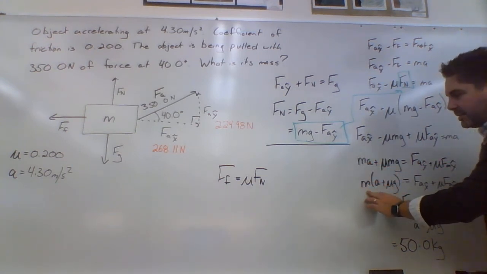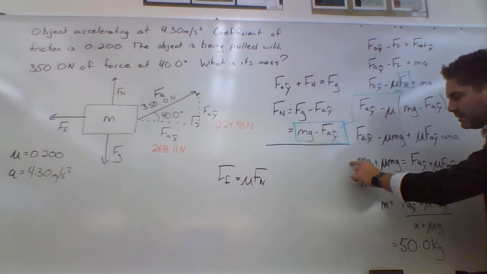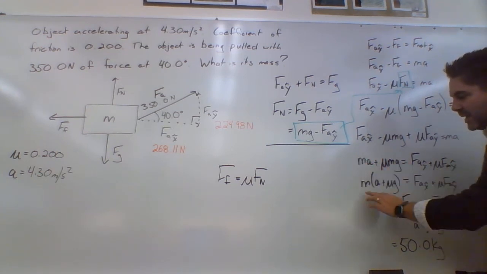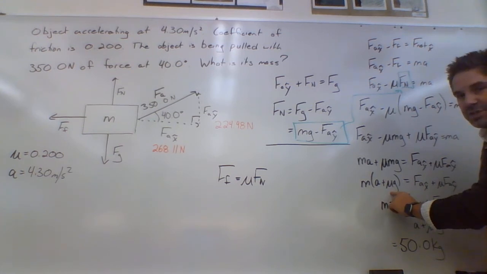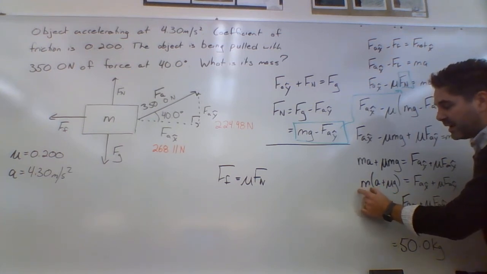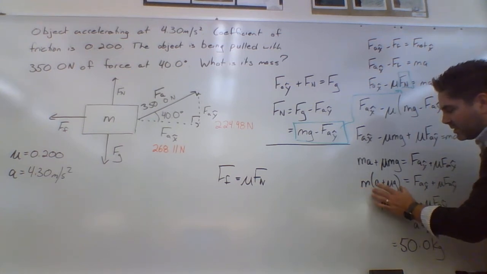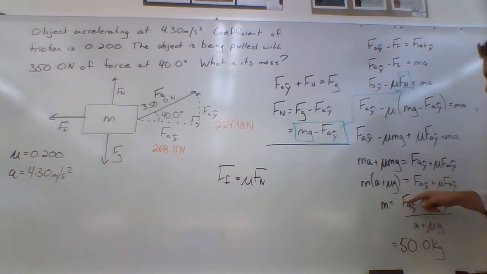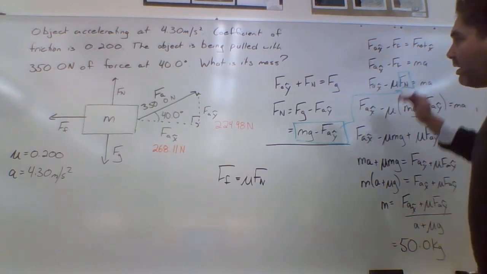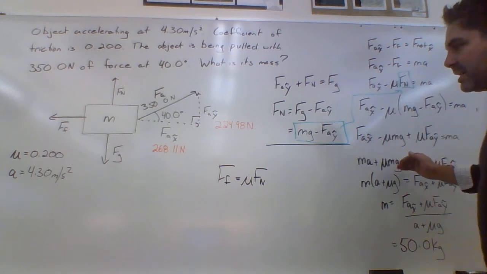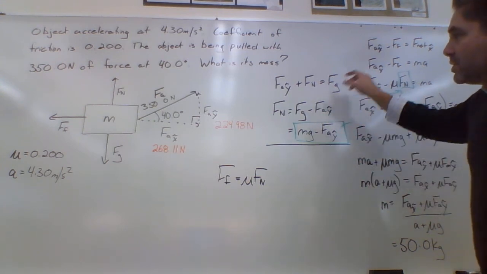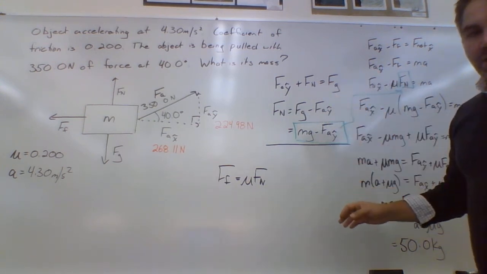I factor it out because mass is here and mass is here. So now it's going to be m times a plus mu g. There's the mass. There's the thing I'm trying to find in this problem. It's brought into these parentheses, so now I can divide everything out. So it ends up being FAX plus mu FAY divided by a plus mu g. This kind of gross looking equation that we haven't seen before, but it all follows this flow, this logic of trying to manipulate the two equations to solve for that value of mass.